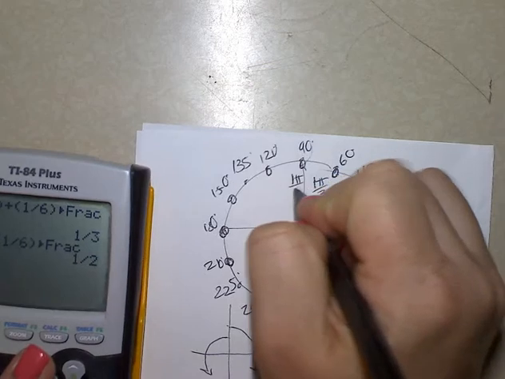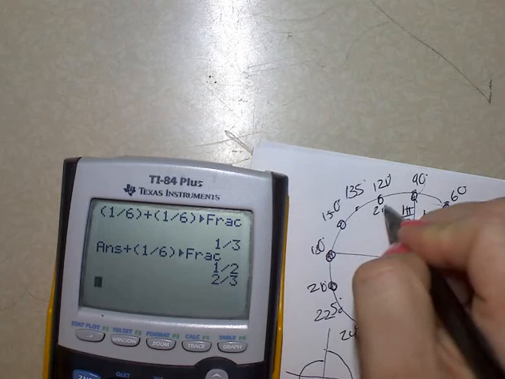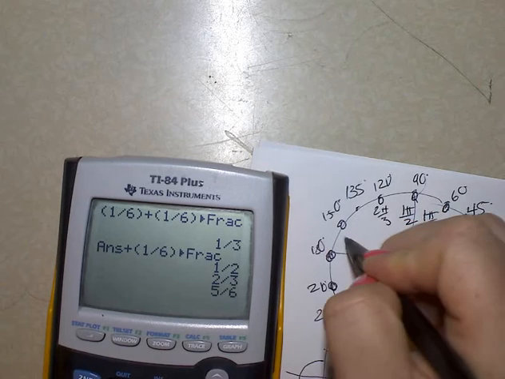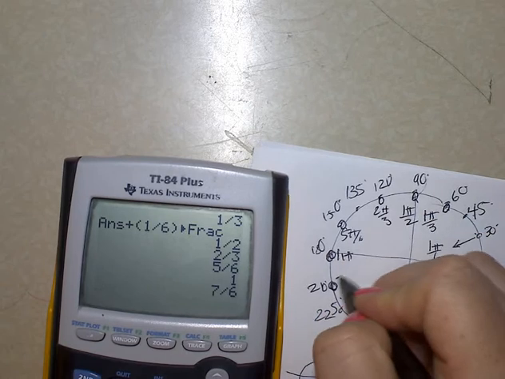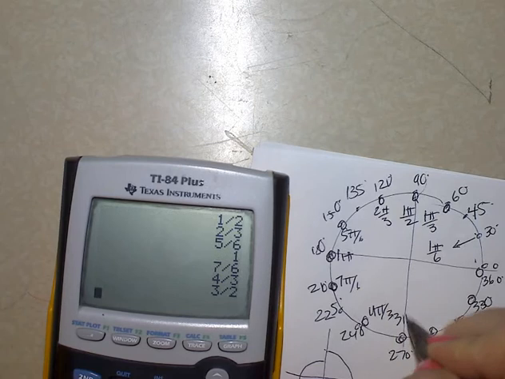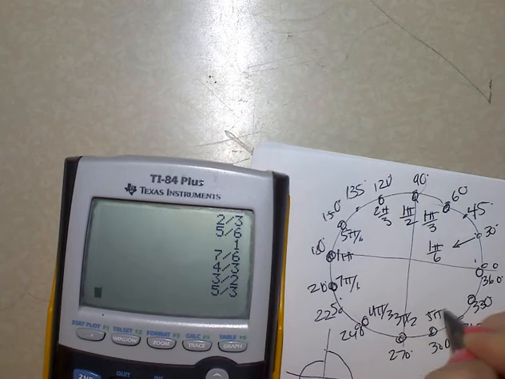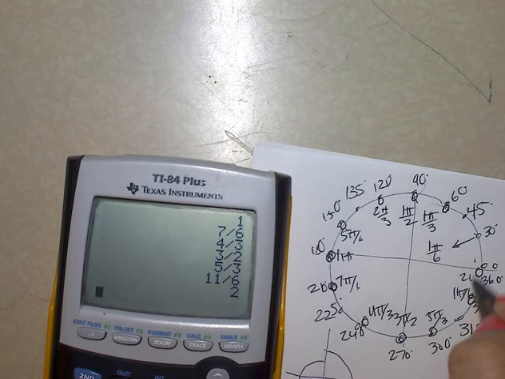Now the rest is easy because I get to just keep hitting the enter key. Enter, 2 pi over 3. Enter, 5 pi over 6. Enter, 1 pi. 7 pi over 6. 4 pi over 3. 3 pi over 2. 5 pi over 3. 11 pi over 6. And 2 pi. Go back to your partner.